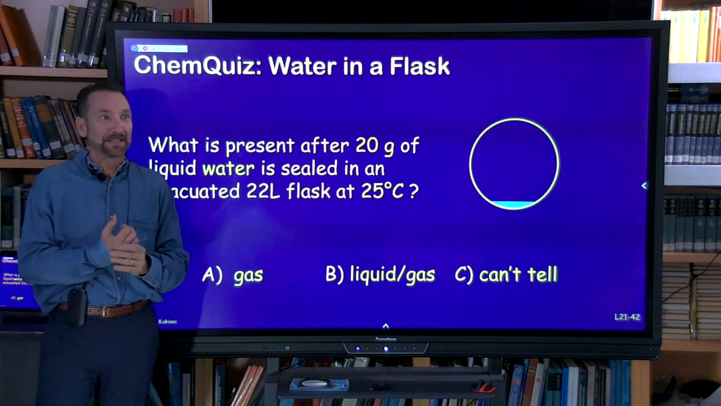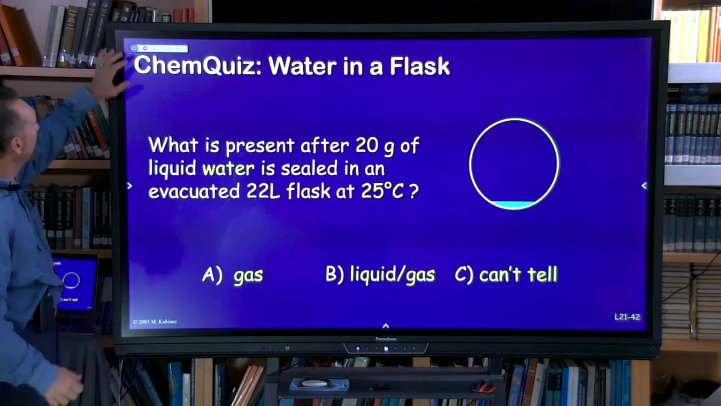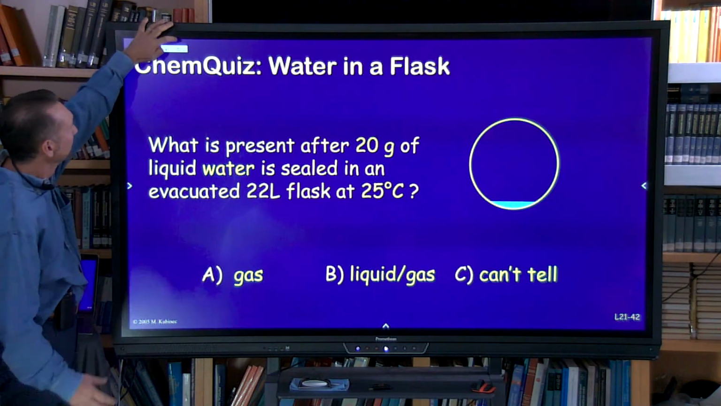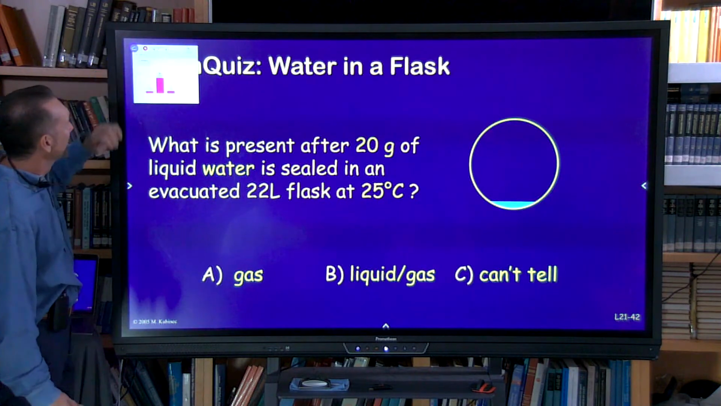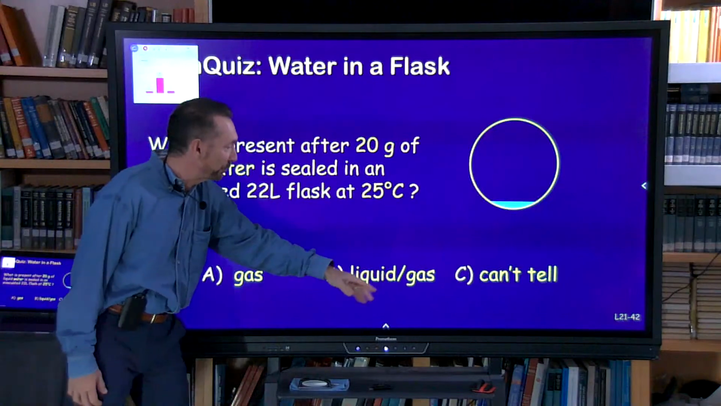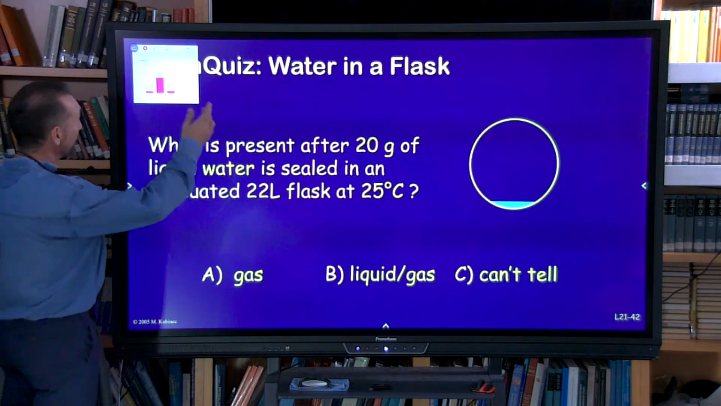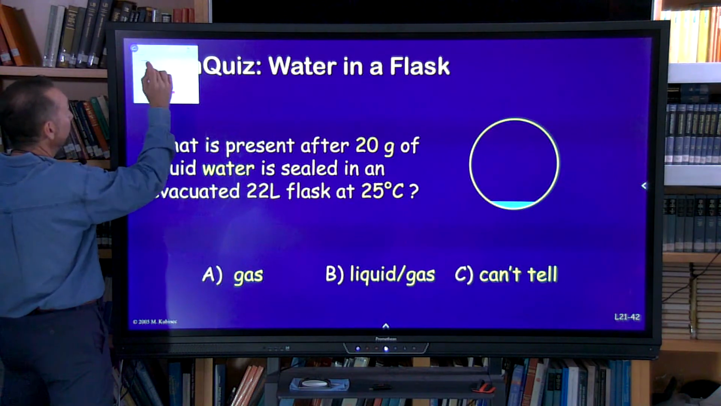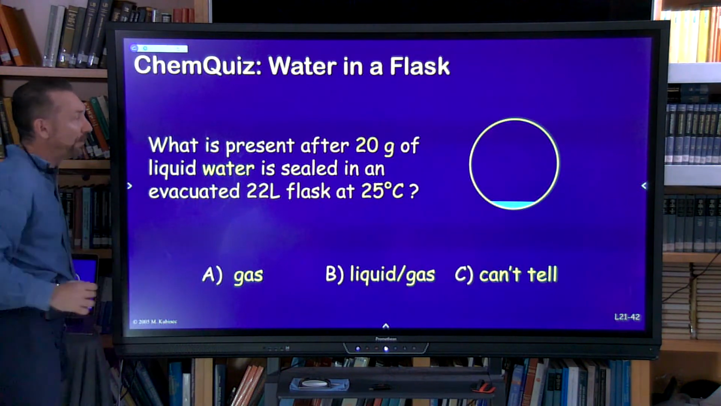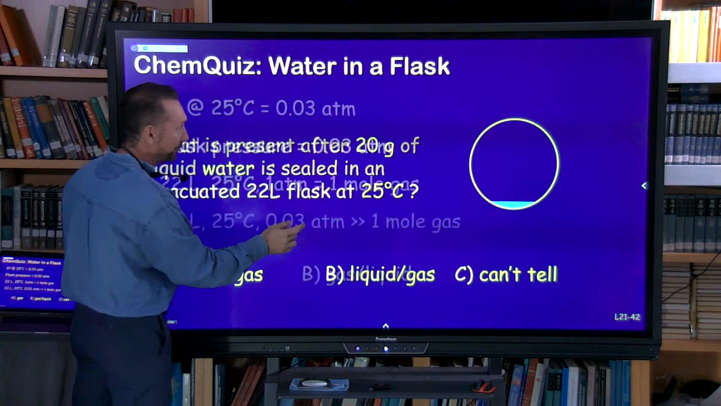Okay, let's come back together and see what you're thinking. We had a good discussion here in the classroom, such as it is, the office. Well over half of us think there'll be a liquid and a gas. And I agree with you. I wonder if your reasoning was correct. So let's go through this one.